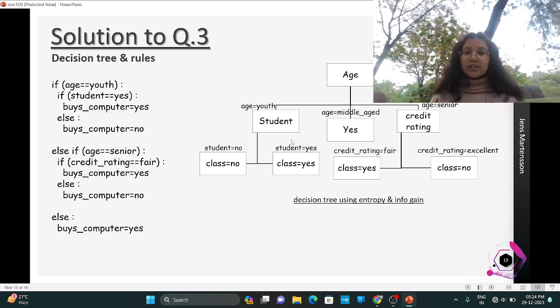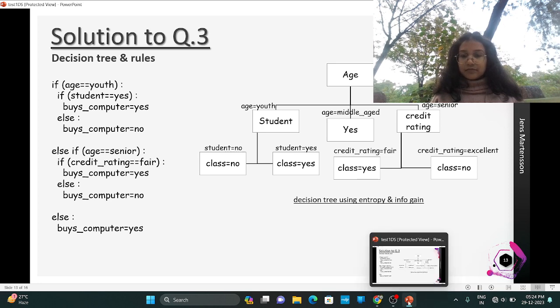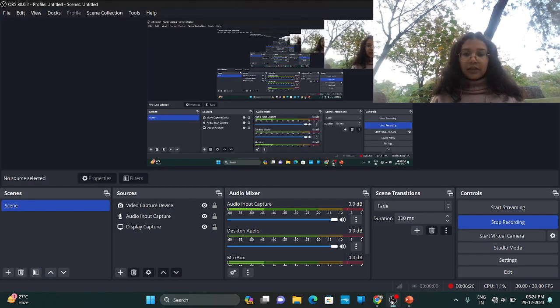So this is the decision tree we obtained at the last with the help of Gini index and information gain. Thank you so much.